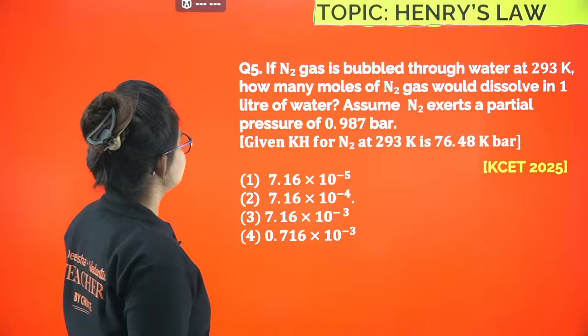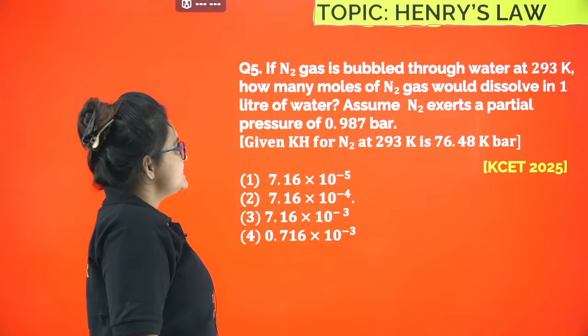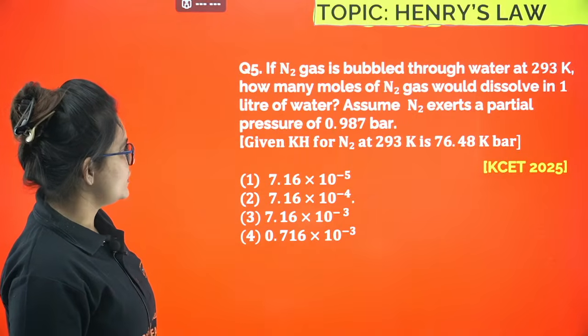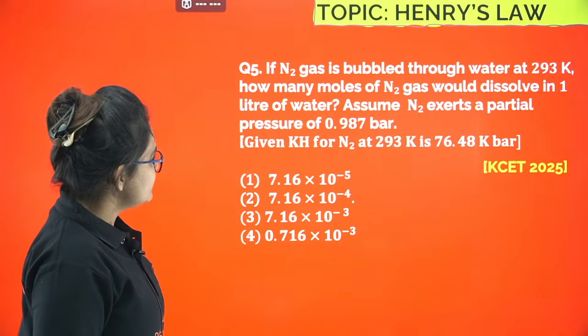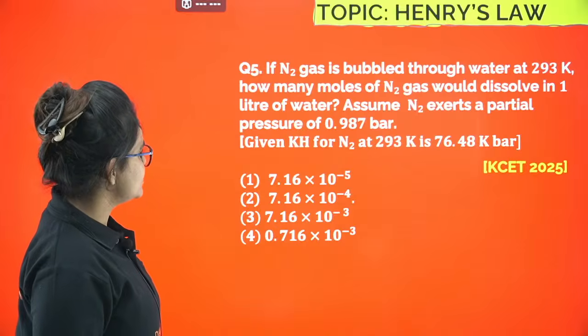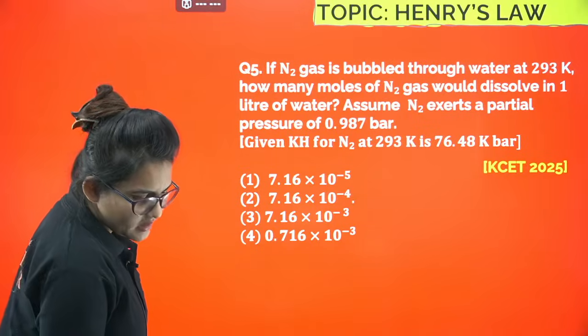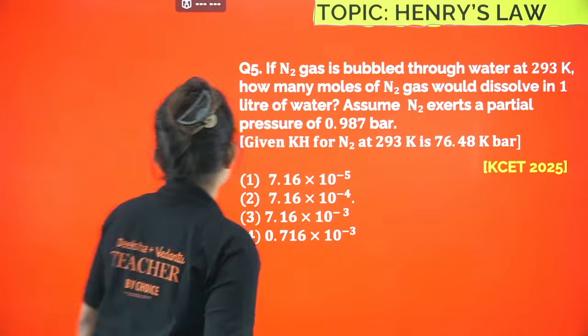Here you can see the next question from Henry's law. If N2 gas is bubbled through water at 293 Kelvin, how many moles of N2 gas would be dissolved in 1 liter of water? Assume N2 exerts a partial pressure of 0.987 bar. KH is also given. So with me, you people also give it a try.